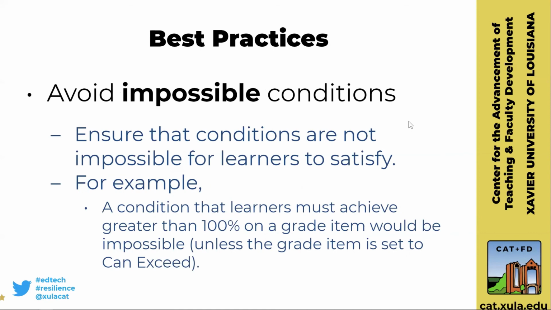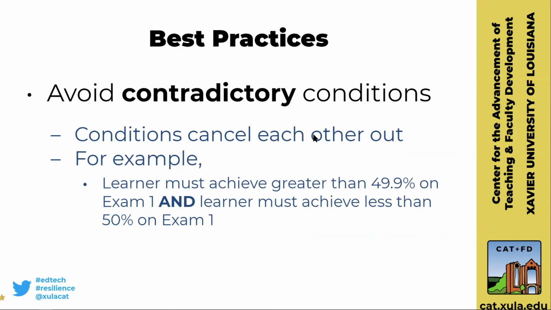Avoid impossible conditions. So for example, a learner has to achieve greater than 100% on a grade item. It's going to be impossible unless you set that grade item to can exceed. Avoid contradictory conditions. So these would be conditions that cancel each other out. For example, a learner must achieve greater than 49.9% on exam 1, and they must achieve less than 50% on exam 1. Those conditions are contradictory. They're going to cancel each other out.